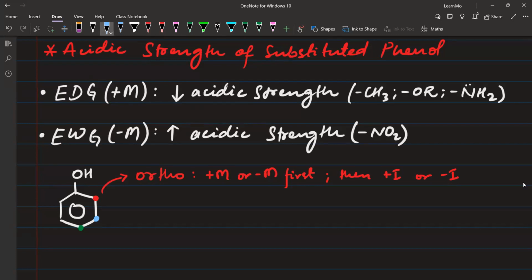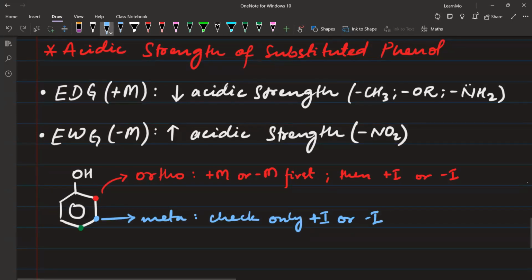But in the meta position, you just need to check the plus I and minus I, because the mesomeric effect does not work on the meta position. So in meta position, check only plus I. Is the group plus I, or is it minus I? That's it. Don't have to check anything else, because the mesomeric effect does not work on the meta position.